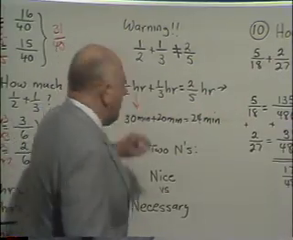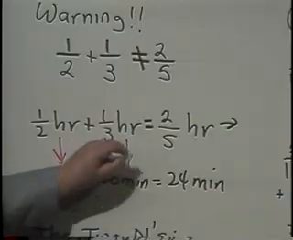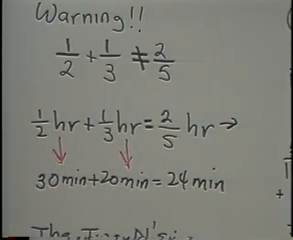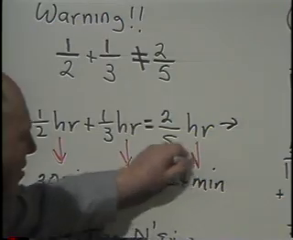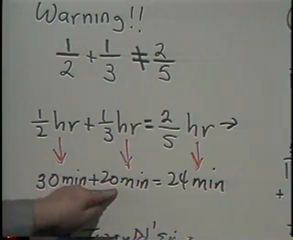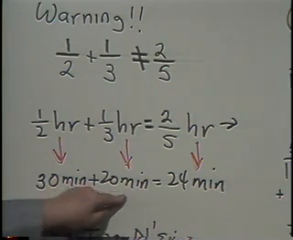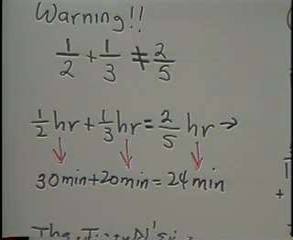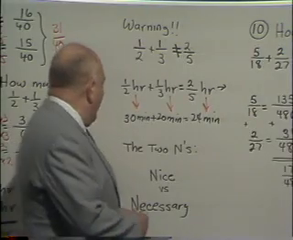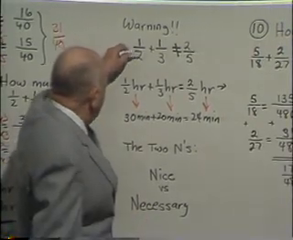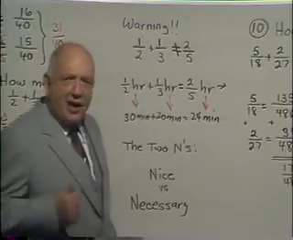See, a half hour is still 30 minutes. A 1/3 of an hour is still 20 minutes. What's 2/5 of an hour? See, 60 divided by 5 is 12. 12 times 2 is 24. Look what this statement says. It says 30 minutes plus 20 minutes is 24 minutes. That's ridiculous. In other words, this formula would have been nice, but it's necessary that we don't use it.